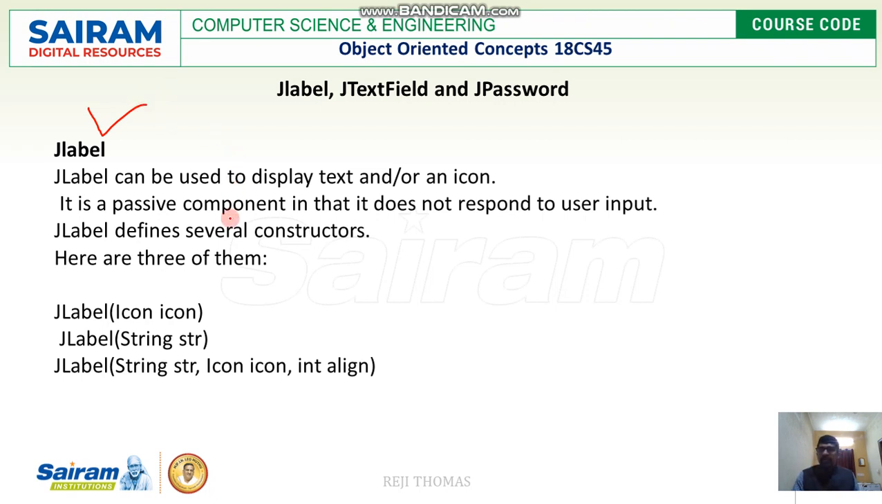There are three constructors for that. One is JLabel, which takes a single parameter, and the parameter is of type icon. The second one also takes a single parameter, but the parameter is of type string. The third one is a constructor which takes three parameters: one of type string, second of type icon, and third of type integer.